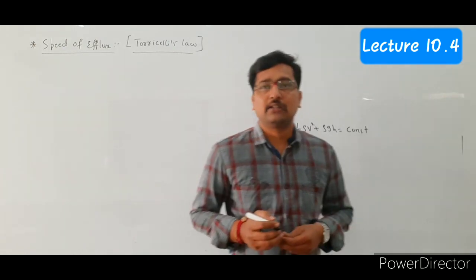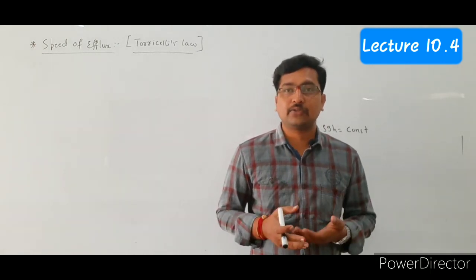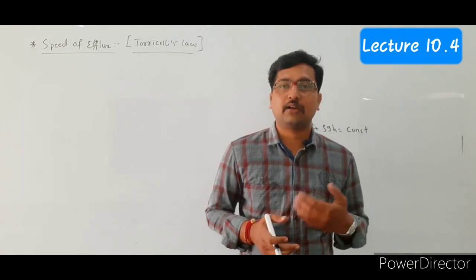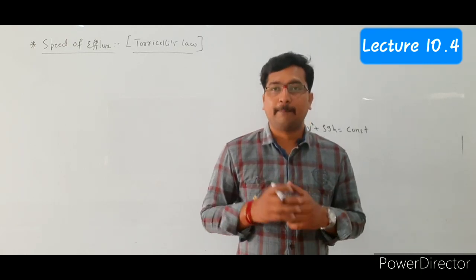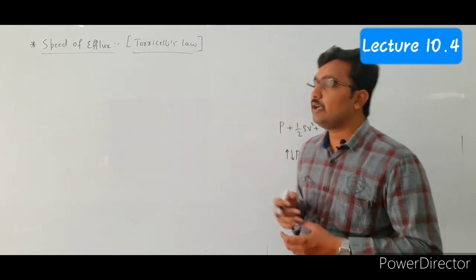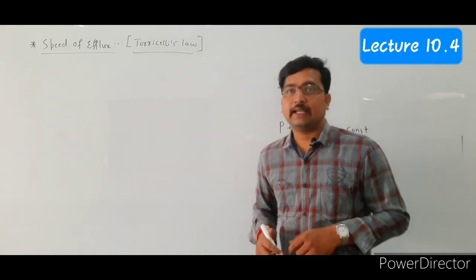After that, the first application is the Venturi meter. The Venturi meter is used to measure the rate of flow of fluid or liquid through a pipe. The next application is the speed of efflux, or Torricelli's law.